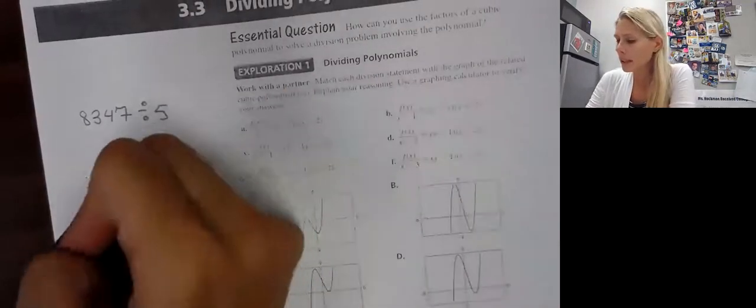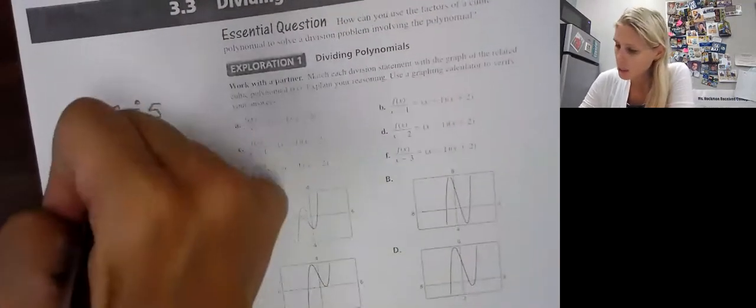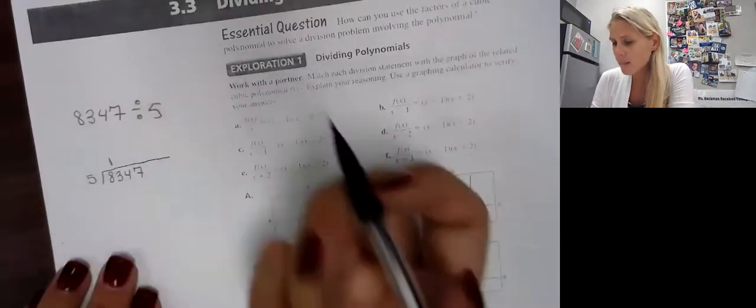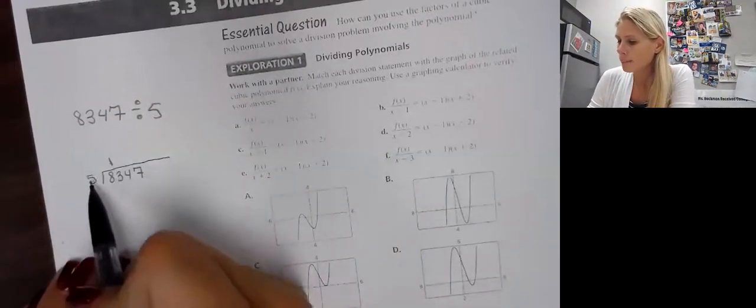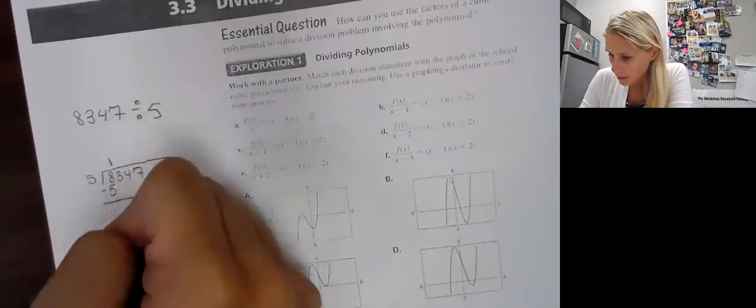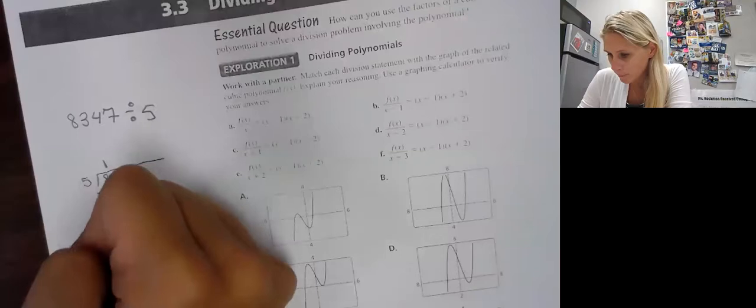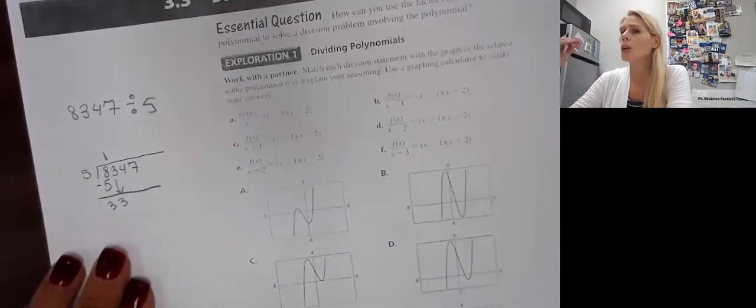Then we would ask, how many times does 5 go into 8? And you would say, oh, it goes in there once. Then I would multiply: 5 times 1 is 5. Then I would subtract, so I get 3. And then we would bring down the next number. We do those steps over and over again.